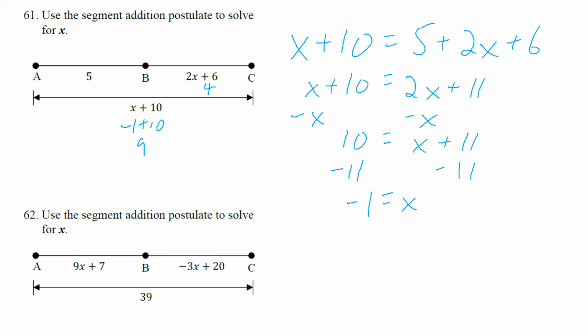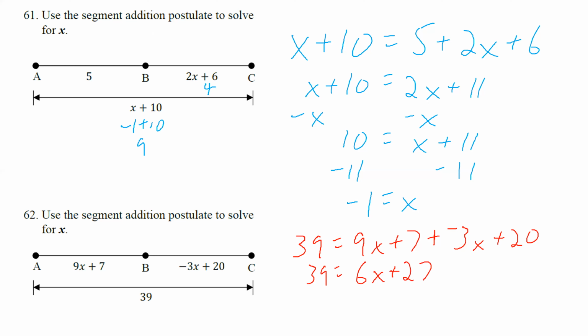Okay, let's do the other one. Essentially the same idea. We use the segment addition postulate to solve for x. This time they gave us that the entire thing was 39. They gave us the two smaller pieces, 9x plus 7, and add to that the other piece, which was -3x plus 20. Combine like terms. 9x and -3x gives us 6x. 7 and 20 gives us 27.